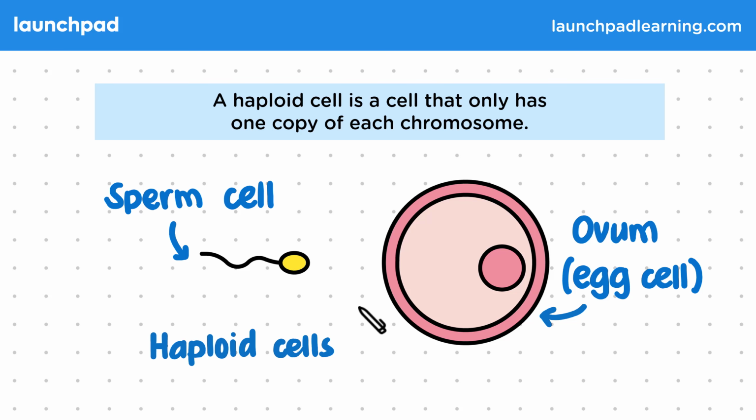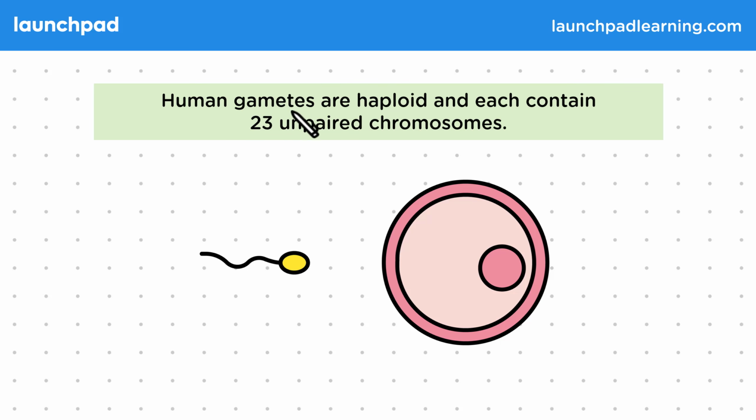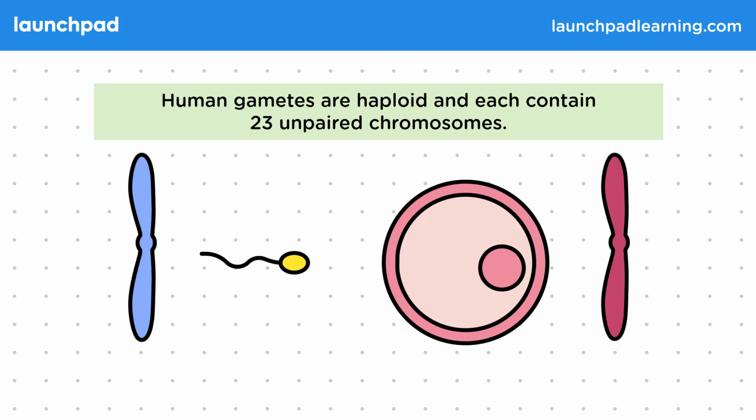These two cell types are involved in reproduction, and you will look at this in more detail in other parts of your course. How many chromosomes are there in haploid cells? Human gametes are haploid and each contain 23 unpaired chromosomes. Therefore, gametes contain only half of an organism's DNA.